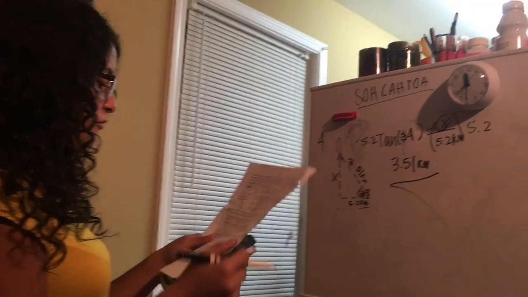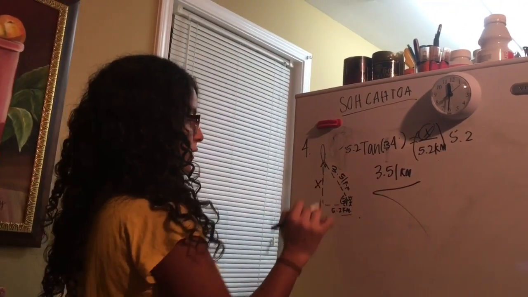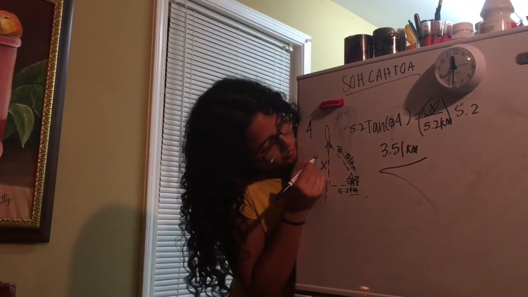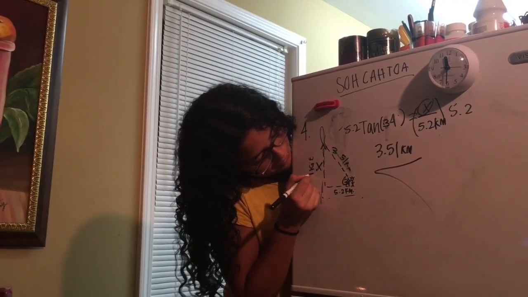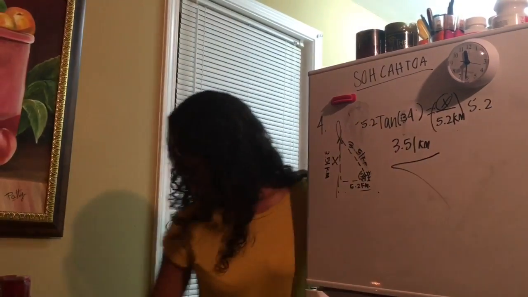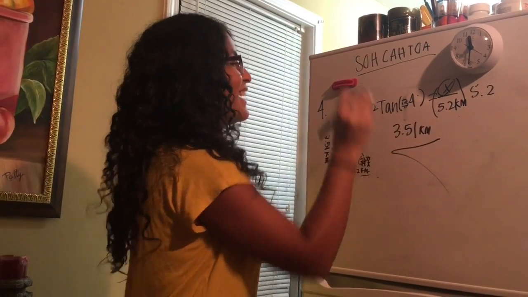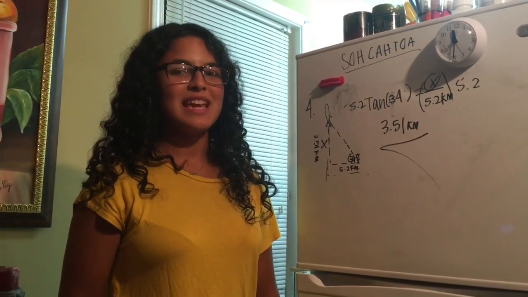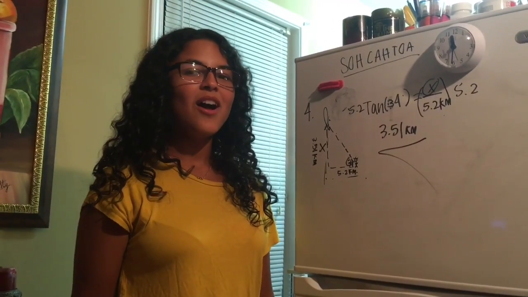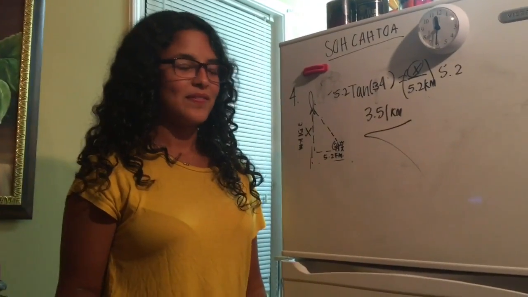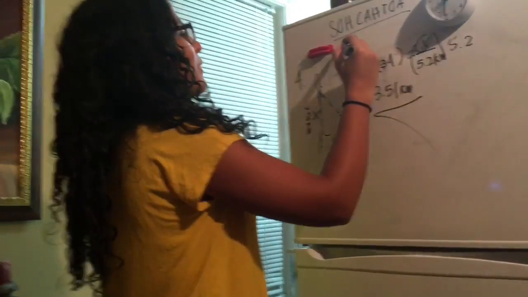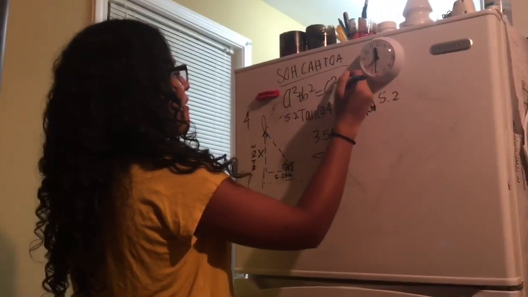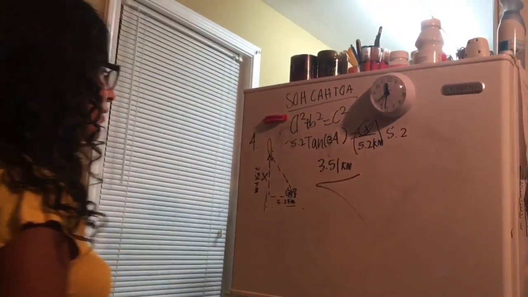B is asking how far is the missile from you? How do we solve for this? TOA. No. We would use the Pythagorean theorem.